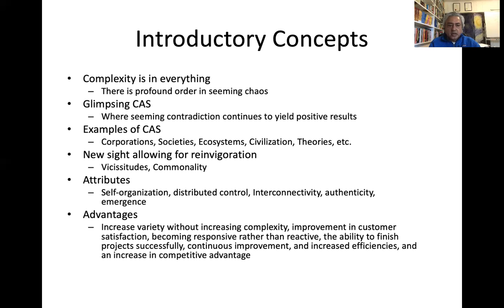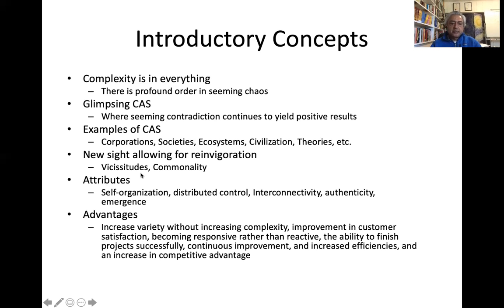and frameworks. Now, what complex adaptive systems allows us to do is essentially provide new sight that allows for reinvigoration. So imagine that you have a system in front of you, or that you are operating in a system that appears to be decaying. The moment that we can view this same decaying system with a new sight, then that itself becomes a mechanism by which reinvigoration can take place. And so by employing complex adaptive systems, we are in fact invoking new sight that will allow for reinvigoration.